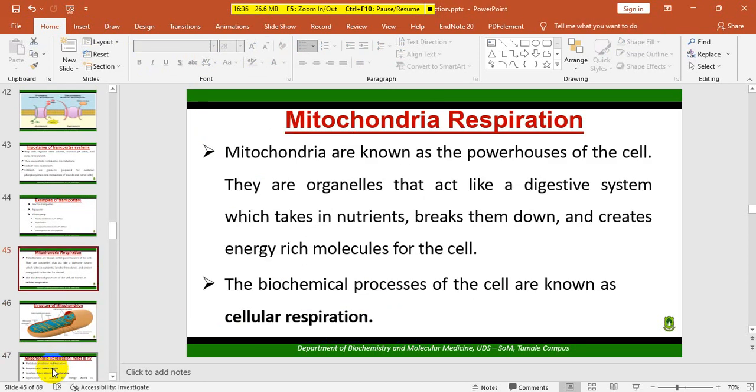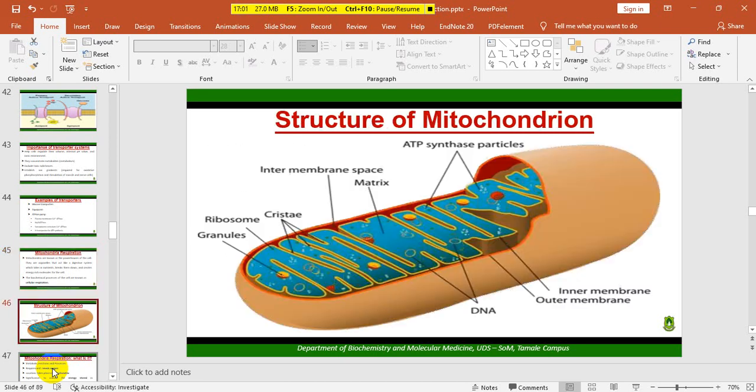Mitochondria are known as the powerhouses of the cell. They are organelles that act like a digestive system, which takes in nutrients, breaks them down, and creates energy-rich molecules for the cell. So wherever mitochondria is, there is the release of energy. The biochemical processes of a cell are known as cellular respiration.